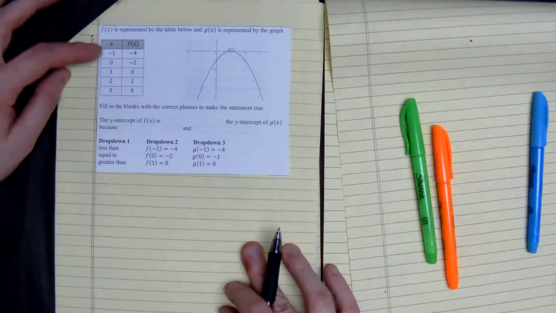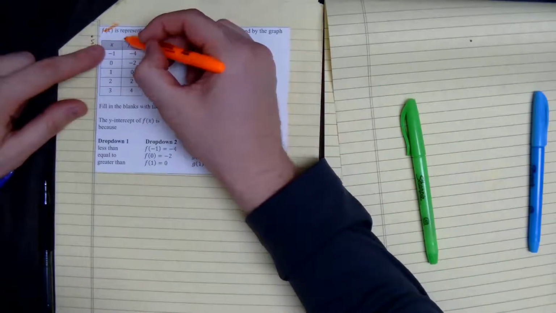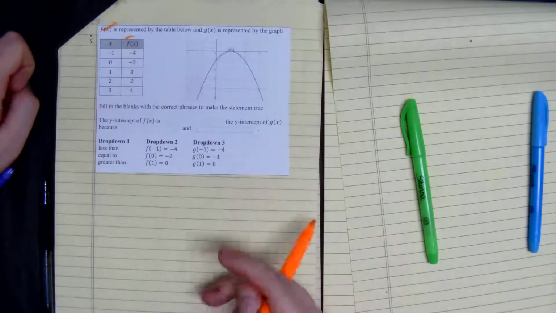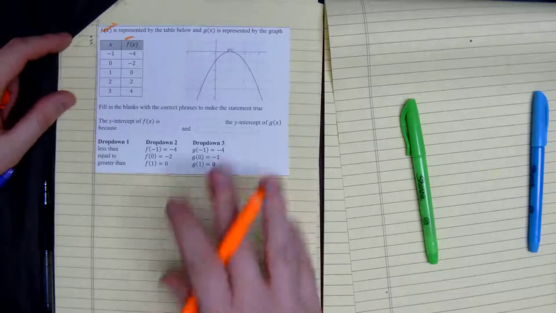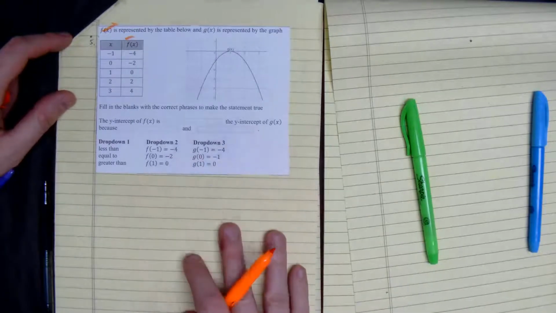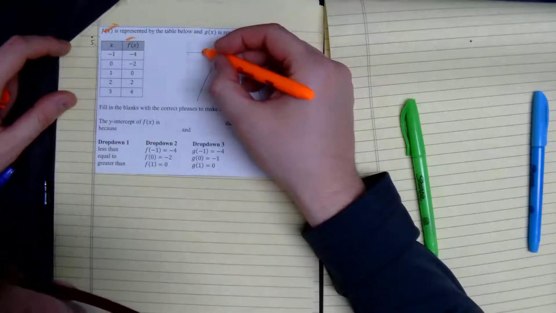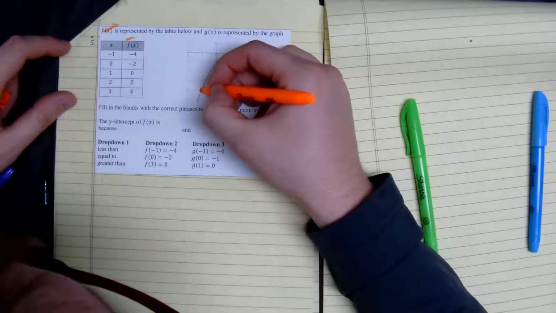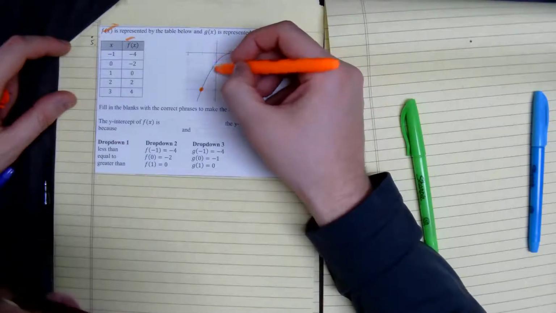So the first thing I want to do is let's graph f of x. And I'm just going to graph it with a highlighter. On the EOC, it's a computer-based test, so you're going to have to create these graphs on paper itself. So the first one's going to be at -1, -4. Second one's going to be at 0, -2.